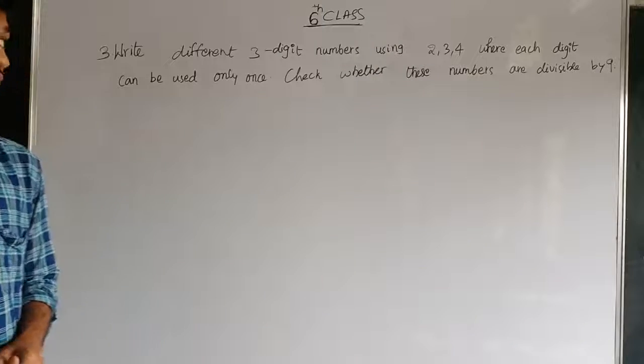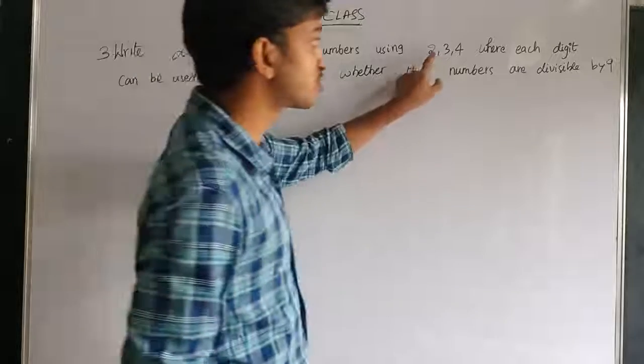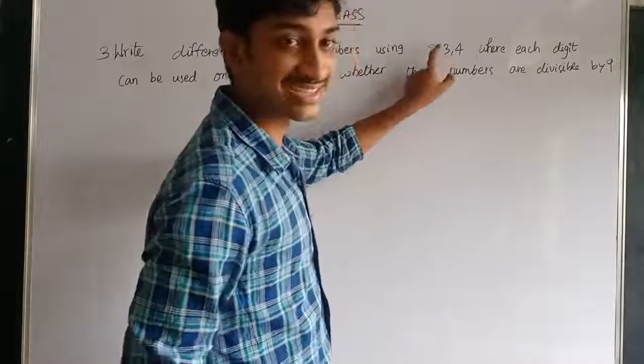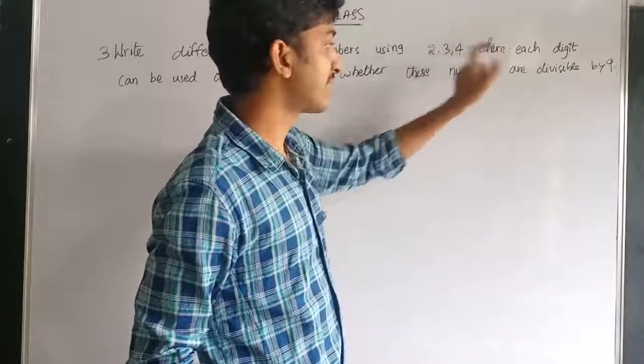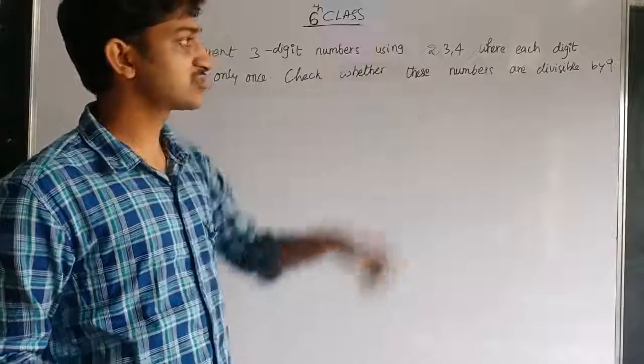Okay children, this is the homework problem for you. Write different 3-digit numbers using 2, 3, 4. Here the digits are 2, 3, 4, and each digit can be used only one time. Check whether these numbers are divisible by 9.